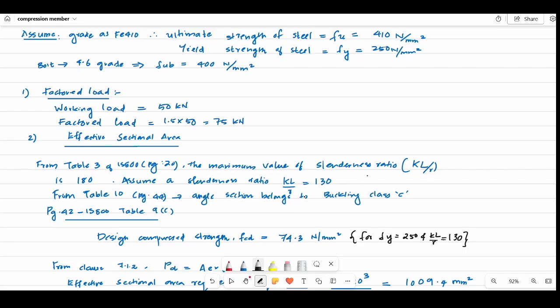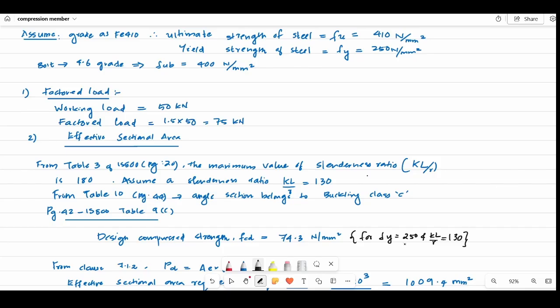Now we go to table 9C. Why? Because we know that all the angle sections belong to buckling class C, and this is obtained from table 10 of our IS 800, which is on page number 44. On page number 44, if you look down, there is a heading called channel, angle, T and solid sections. In that, whatever the buckling axis may be, the angle sections always belong to class C. So we will refer to 9C, the table corresponding to buckling class C.